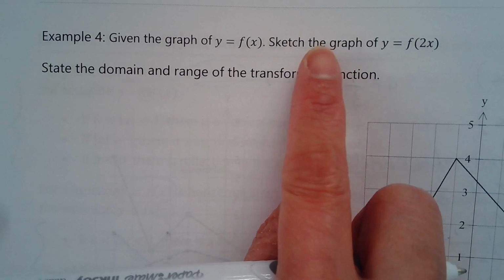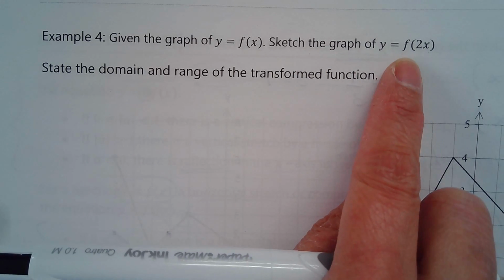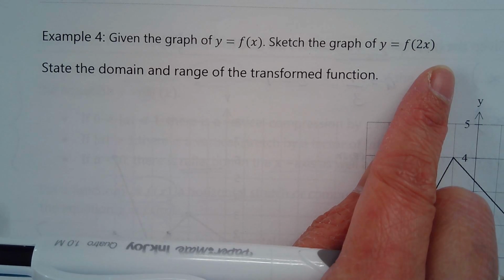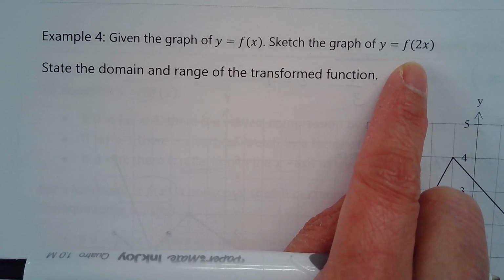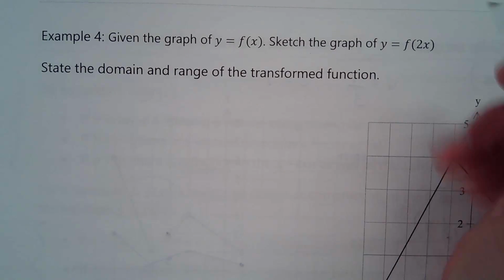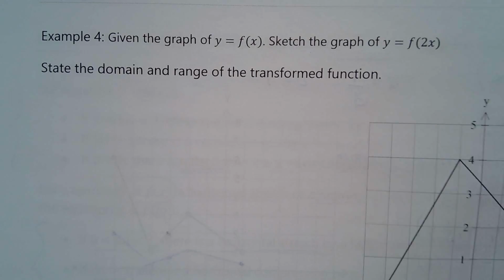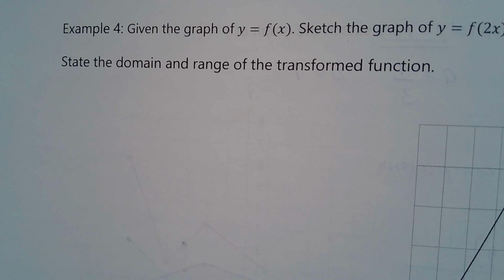Now it says here in the next one, given the graph of f of x, sketch the graph of y equals f of 2x. Okay. What does that mean? It's inside the function. So what's getting affected is going to be 2 times the x value. So what does that say? What did we say earlier?